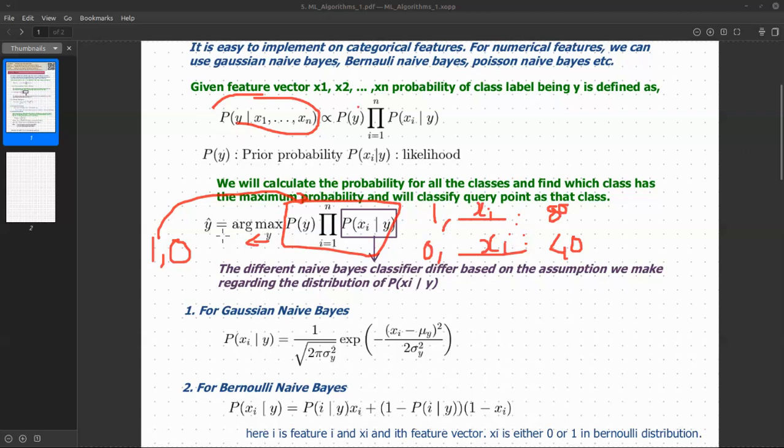So that I will get as y hat. Y hat is nothing but the predicted value. So my y hat would be equal to 1, because of argmax y. For which value of y am I getting the maximum value of this function? For y equal to 1, I am getting the maximum value of this function. That value is nothing but y hat. So y hat would be 1, right?